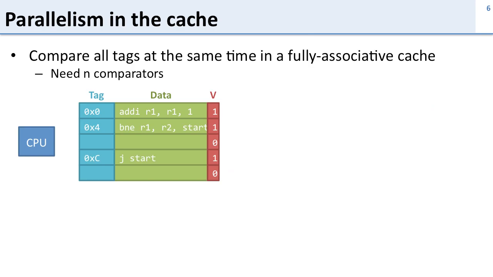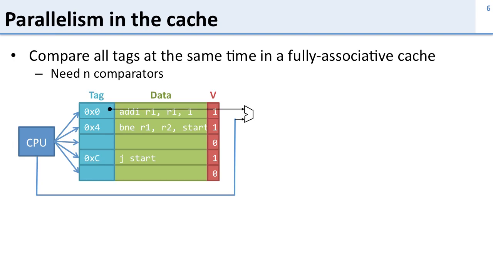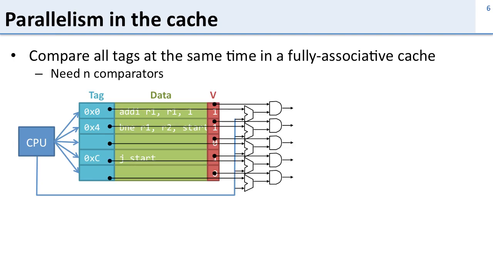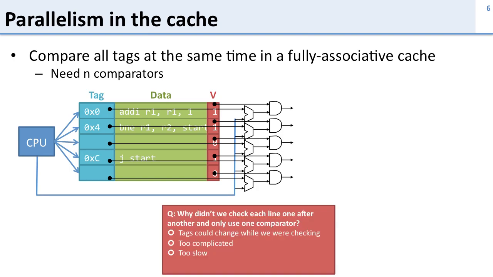How about in the cache? We took a look at a fully associative cache here, and we said we have to search the whole cache, so we can either do this sequentially, one at a time, or we can do it all in parallel. And if we do it all in parallel, we need to be able to look at the tags and the valid bits for all of the lines at the same time. So we can look at them all in parallel here. So why didn't we check each of the lines one after another when we were using this?